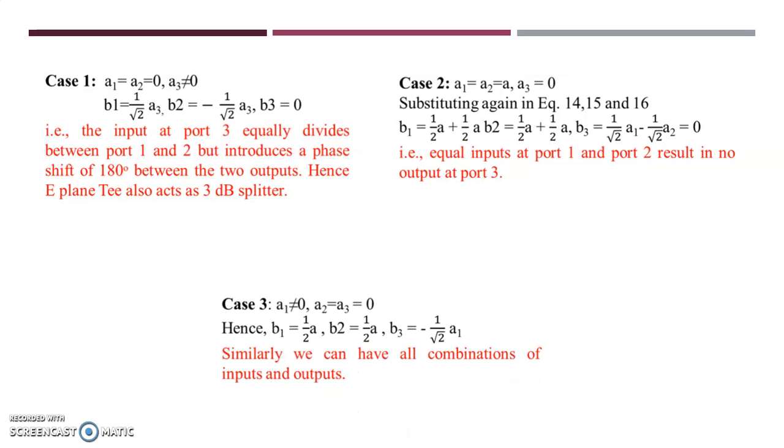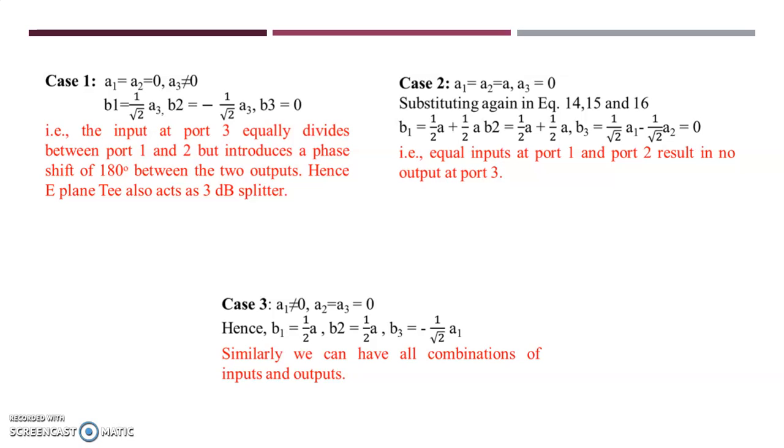And if you consider case 3, that is A1 is not equal to 0, and A2, A3 are equal to 0, and just substitute these values, you will get B1 is equal to 1 by 2 A1, B2 is equal to 1 by 2 A1, B3 is equal to minus 1 by root 2 A1. Similarly, we can have all combinations of inputs and outputs. So all these are about the E plane T and H plane T.